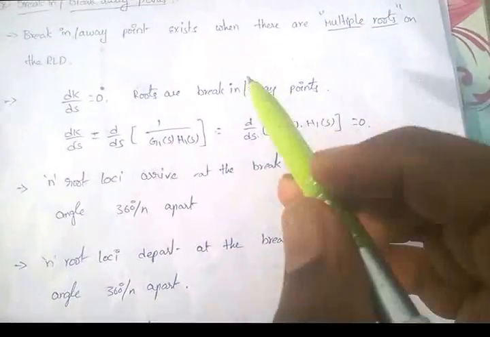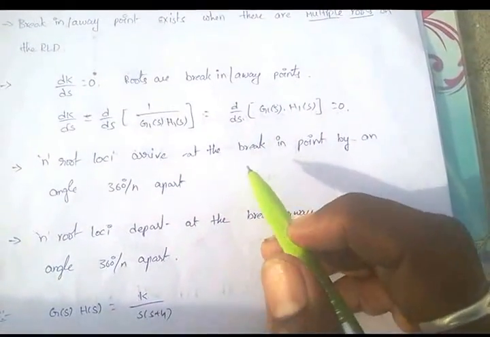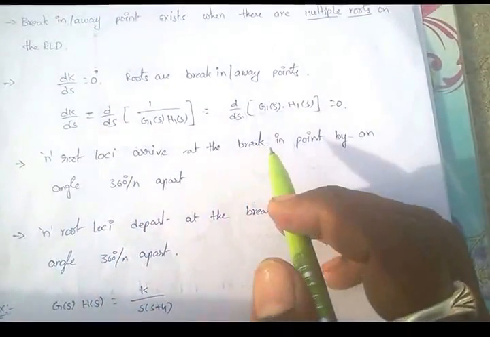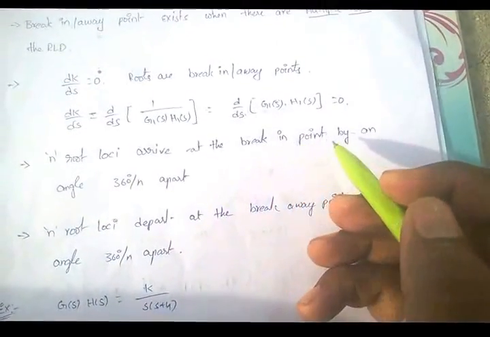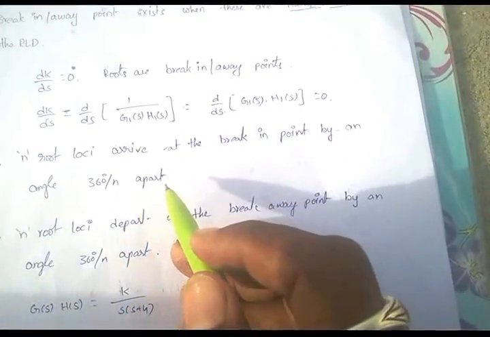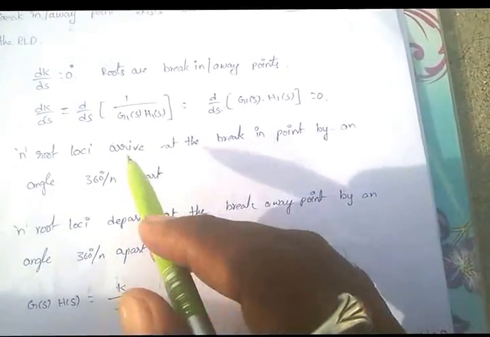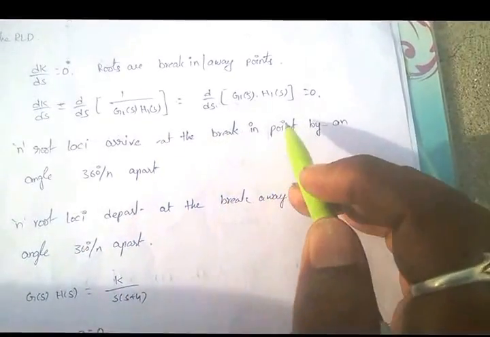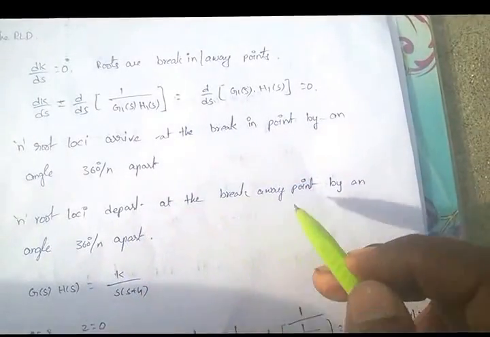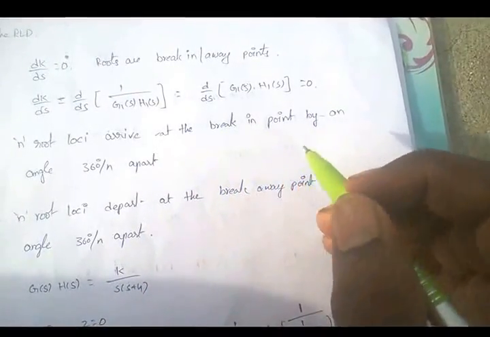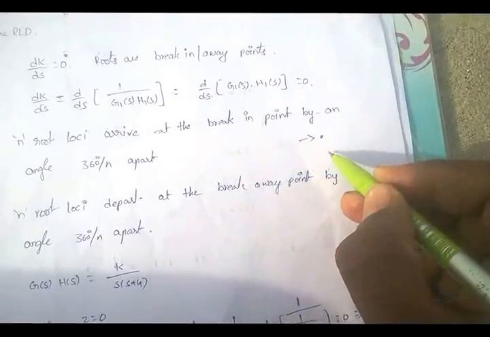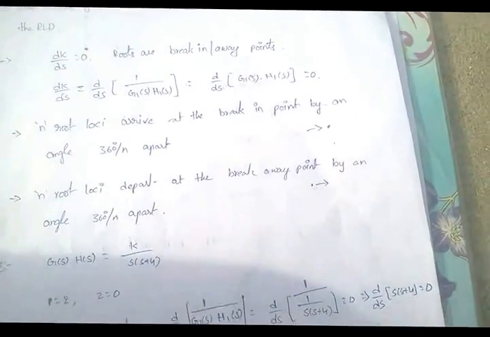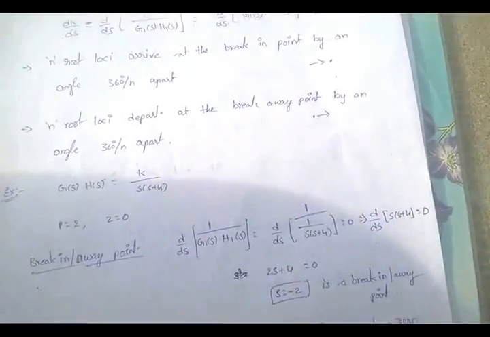K is nothing but 1 by g of s into h of s, and make it equal to 0. And n root loci arrive at the break-in point at an angle of 360 degrees by n apart. That means n root loci arrive at the break-in point, and they depart at the breakaway point at an angle of 360 degrees by n apart.